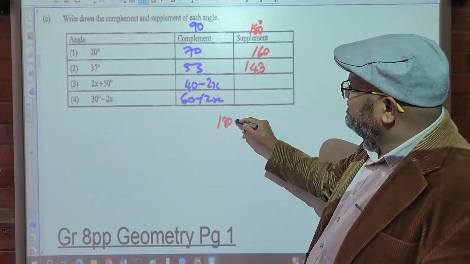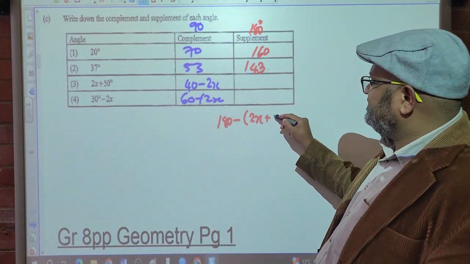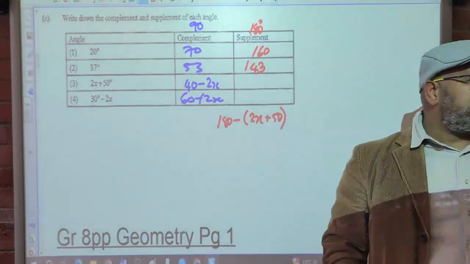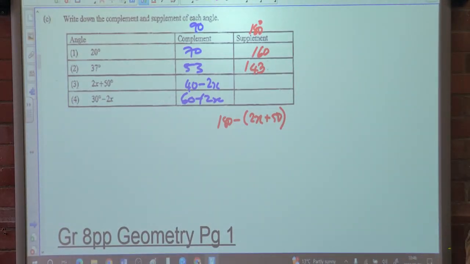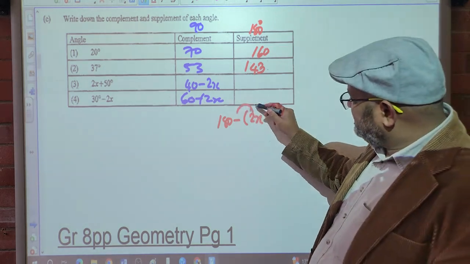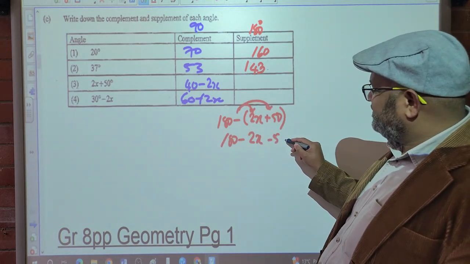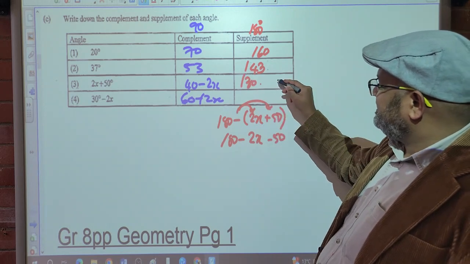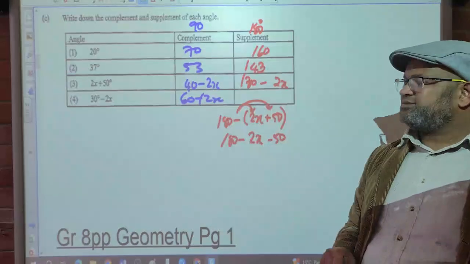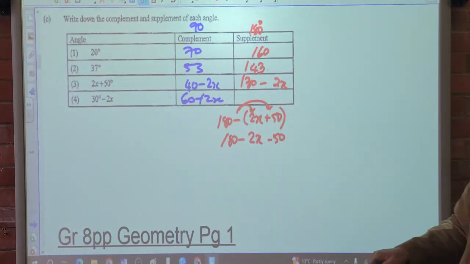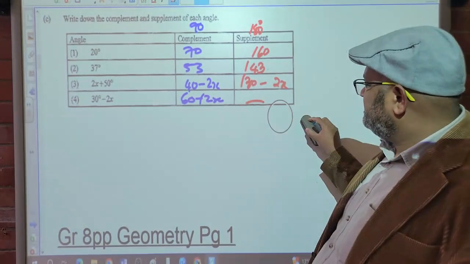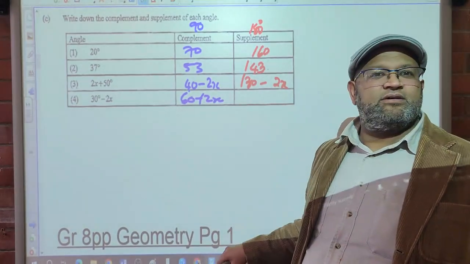What's the supplement of 2x plus 50? I'm going to say 180 minus 2x plus 50. You see, I don't do this in my head. I don't keep myself brave. No? You go through the notation. It gives you 180 minus 2x minus 50, which is 130 minus 2x. Okay, you guys got it right? Who got that one right?